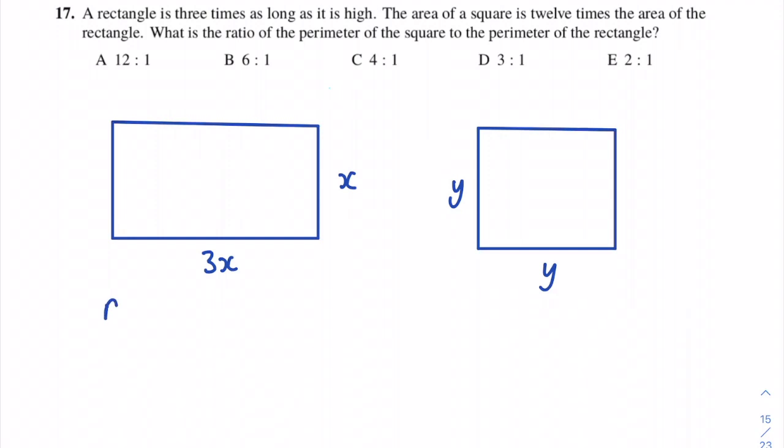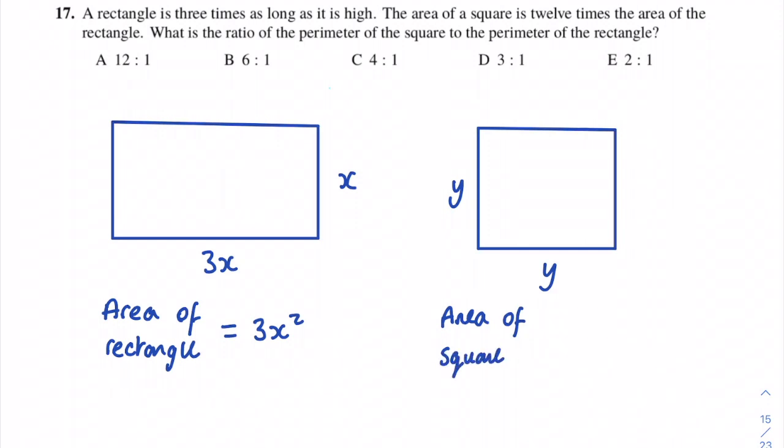Okay, so the area of the rectangle is just 3x times x, which is 3x squared. And the area of the square is 12 times the area of the rectangle. So that's 12 times 3x squared. 12 times 3 is 36, so we get 36x squared. Okay, and we need to find the ratio of the perimeter of the square to the perimeter of the rectangle.